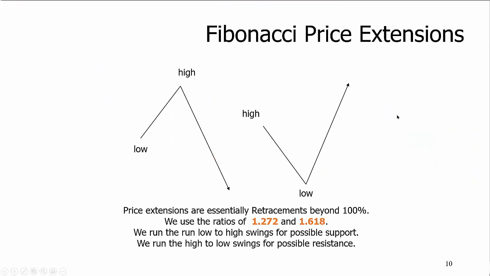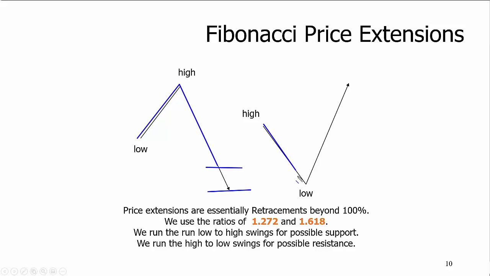The next type of price relationship that I use in this work is what I call a Fibonacci price extension. And that's essentially a retracement beyond 100% of a prior swing, okay? So, for example, we're going to look at prior low to high swings. We're going to run the extensions and look for possible support. So we're going to run a 1272 extension and then a 1618 extension and look for possible support around that.